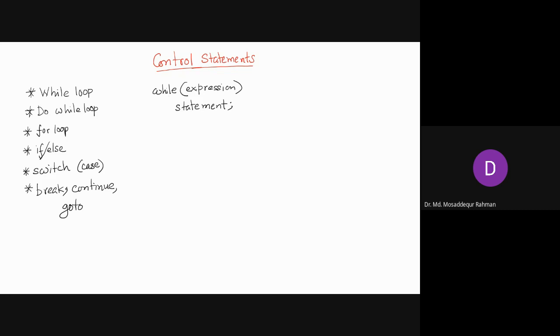So inside the bracket, you have the expression, which can be a condition. As long as this is true, it will execute this statement. If the expression is true, it will execute the statement. If it is false, it will skip the statement and go to the next instruction.